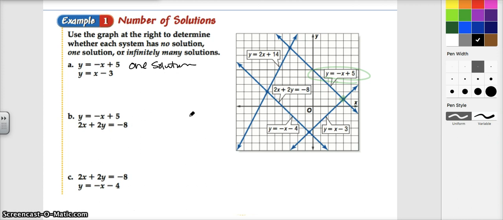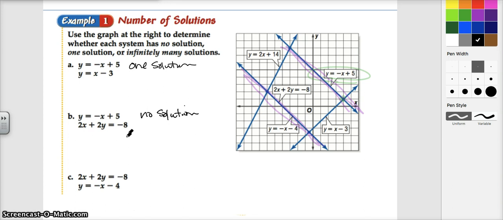Over here, y is equal to negative x plus 5, so we're looking at this line, and 2x plus 2y is equal to negative 8. I'm going to highlight those so I can get an idea of what it looks like. Here's 2x plus 2y, and here's negative x plus 5. I noticed that those are indeed parallel. So there is no solution because I have parallel lines, and we would say that that's an inconsistent system.